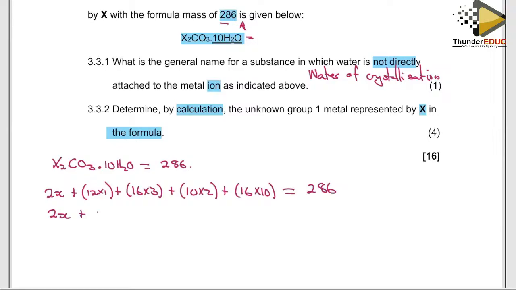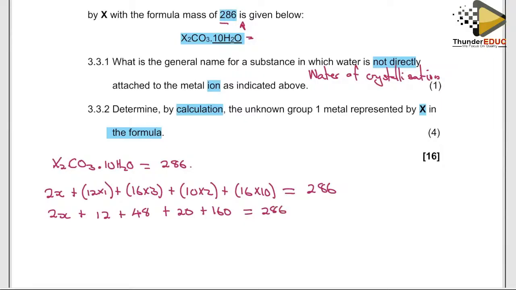Then I'm going to say plus again 2x plus 12 plus 16 times 3, which is a value of 48 there. So 48, then plus 10 times 2, which is equivalent to 20. Then plus 16 times 10, which is equivalent to 160, is equivalent to 286, right?